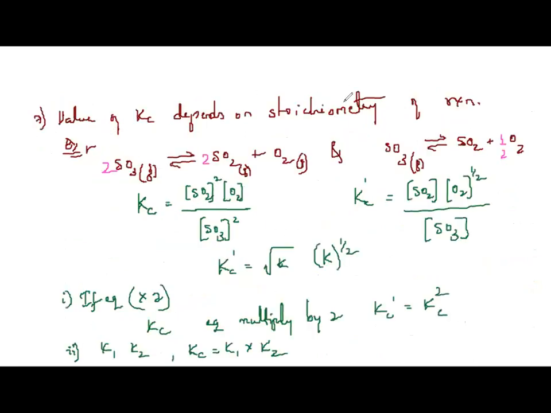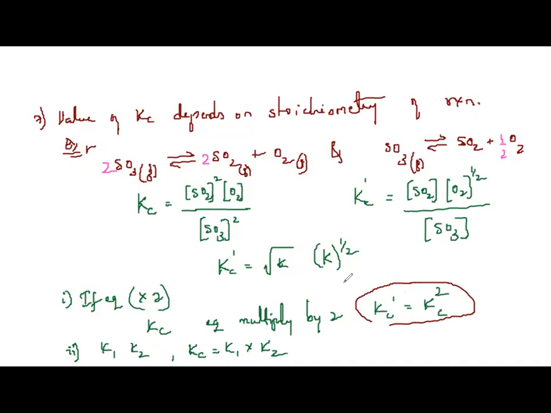Next, we have seen that the value of Kc depends upon the stoichiometry of the reactions, and that also is given. If the reaction is multiplied by 2, Kc will be squared. When we take examples on it, you'll get to know. If you have different steps, Kc will be the product of the equilibrium constants of each step of the reactions.